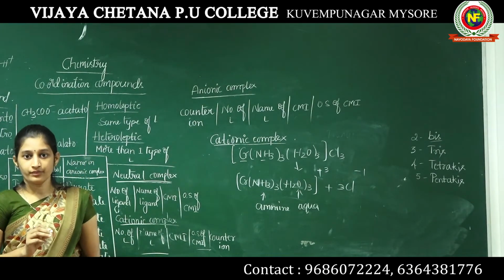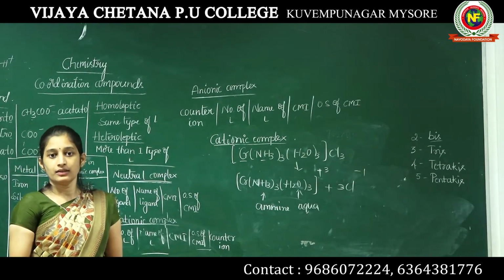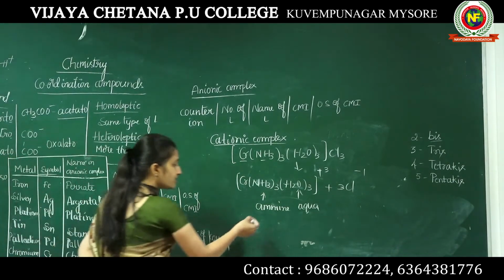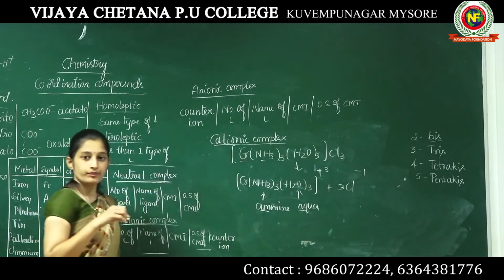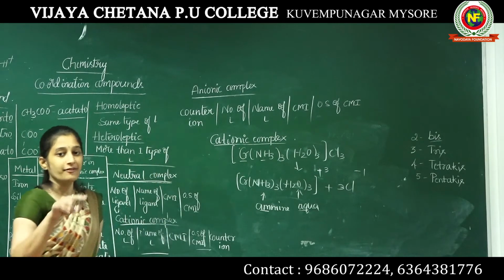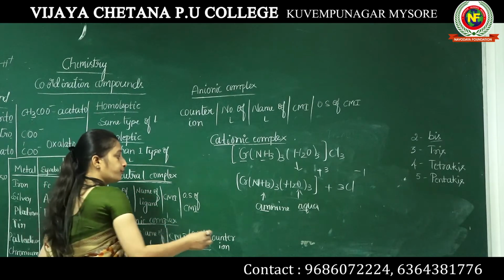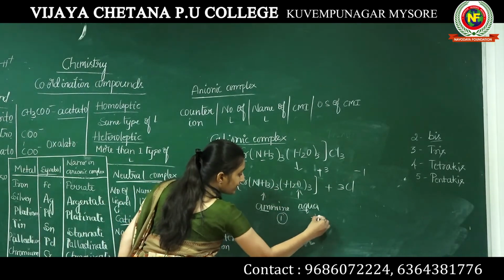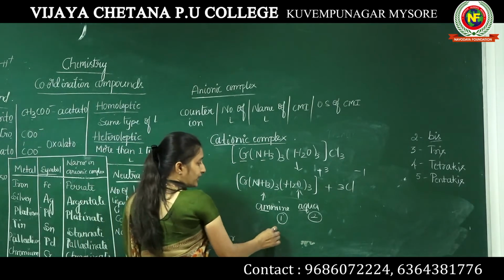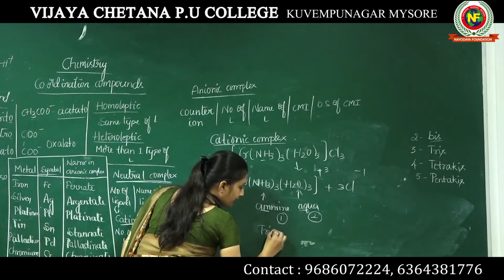If both ligands start with the same alphabet, then just observe the second letter. Here the second letter is M, there the second letter is Q. First M will come, then Q. That's why we give the first priority to amine, the second priority to aqua. Simple. And how to name that? How many amine groups are there? 3. That's why triamine.